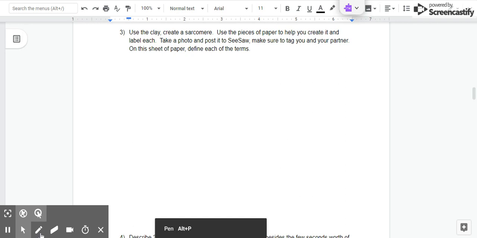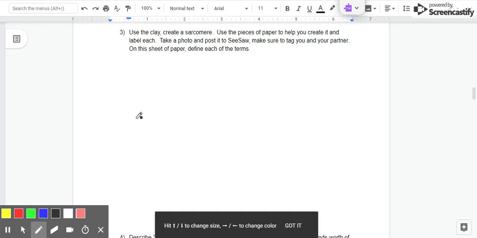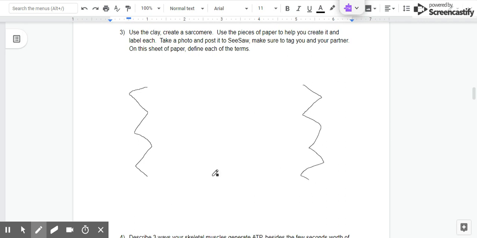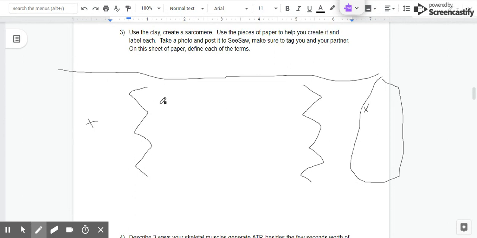This is a drawing of a sarcomere. So the sarcomere is the contractile unit of skeletal muscle, and it runs from Z-disc to Z-disc. And there would be another sarcomere over here and another sarcomere over here. And they all make up a myofibril. So this would be a myofibril. And then you have another myofibril down here. That is the cytoskeleton of a skeletal muscle cell.